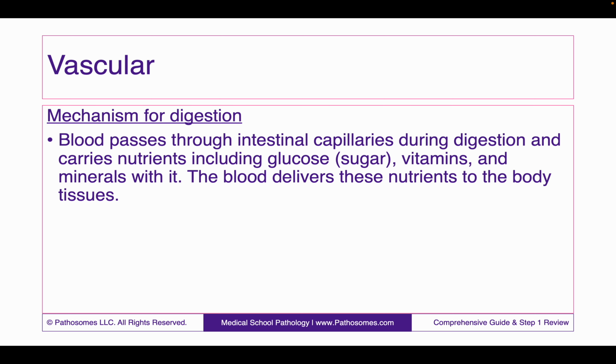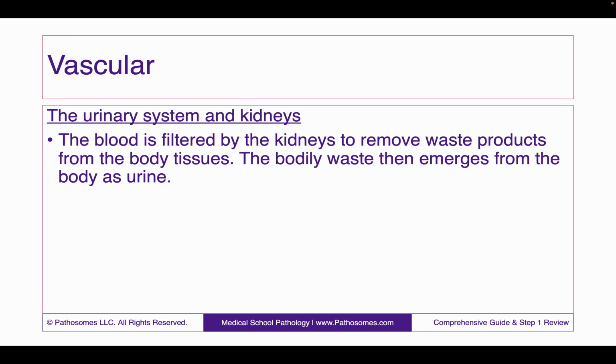Regarding mechanisms for digestion, blood passes through intestinal capillaries during digestion and carries nutrients including glucose, vitamins, and minerals with it. The blood delivers these nutrients to the body tissues. Regarding the urinary system and kidneys, the blood is filtered by the kidneys to remove waste products from the body tissues. The bodily waste then emerges from the body as urine.